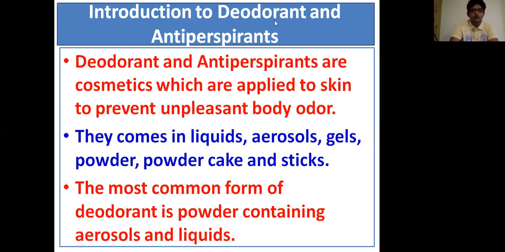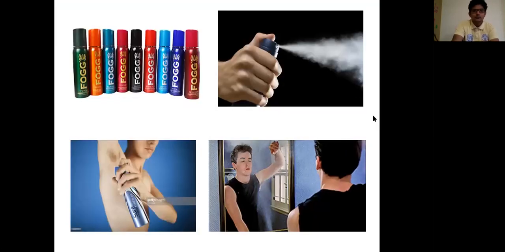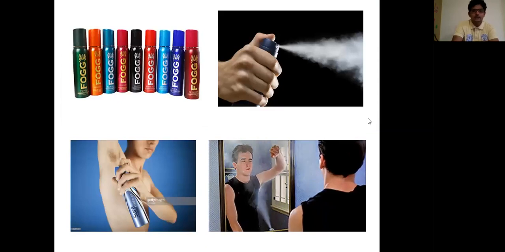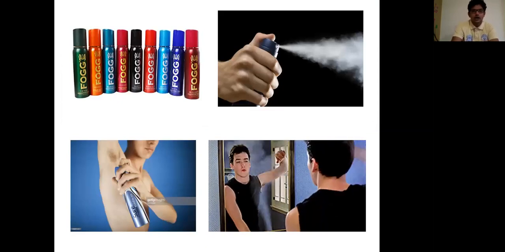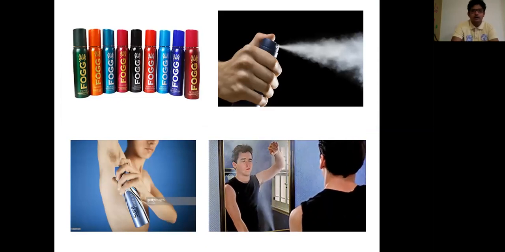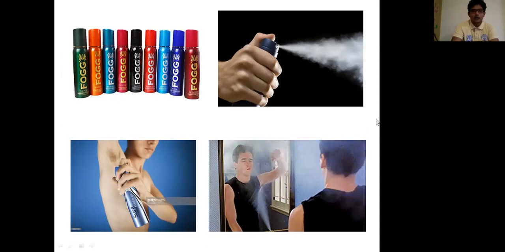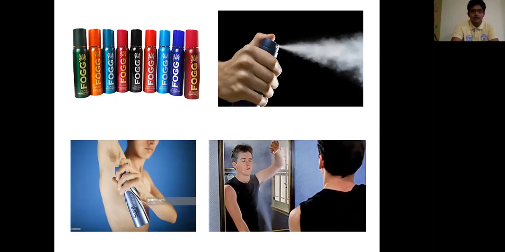So, introduction of deodorant and antiperspirants. Deodorant and antiperspirants are cosmetics which are applied to skin to prevent unpleasant body odor. They come in liquid, aerosol, gels, powder, powder cake and stick form. The most common form of deodorant is powder containing aerosol and liquid. So here in this picture, we can see the process by which the deodorant or antiperspirants are applied on a body part. So basically, they are the powder form which can be applied on a body.